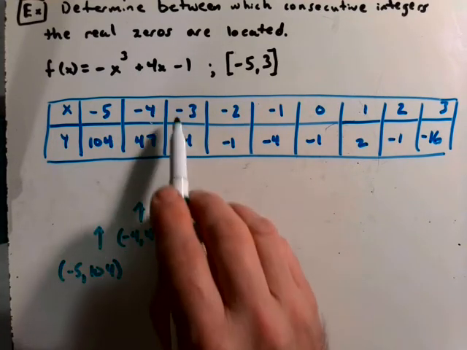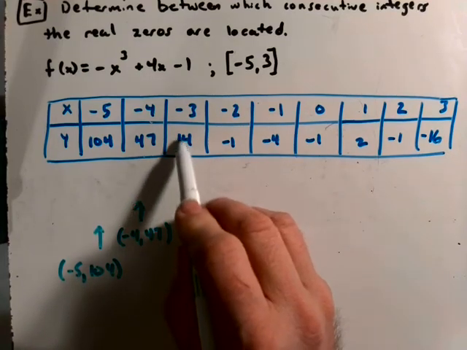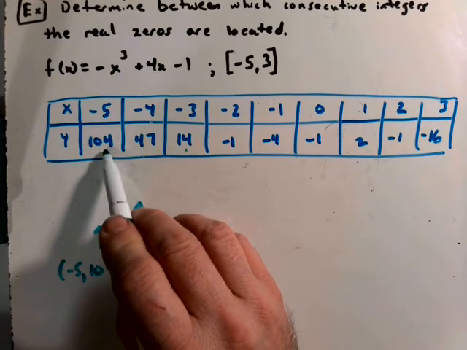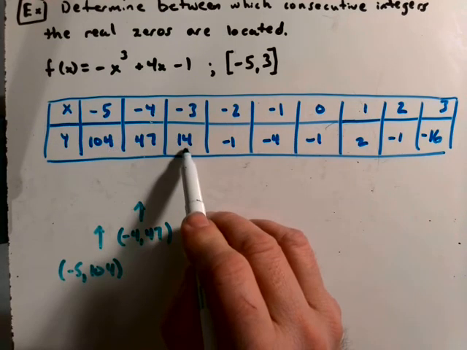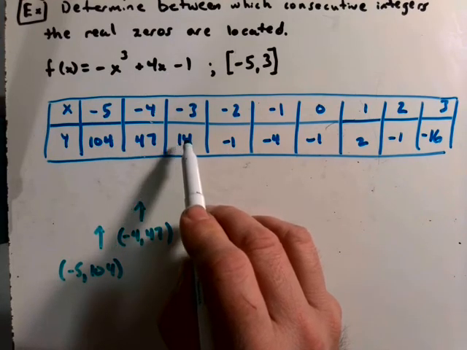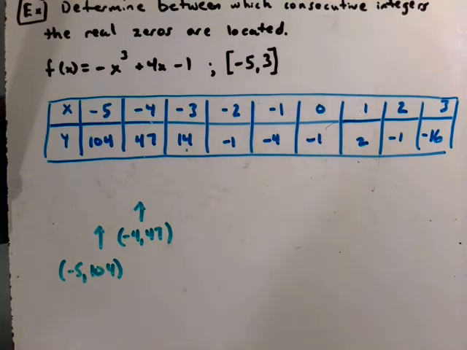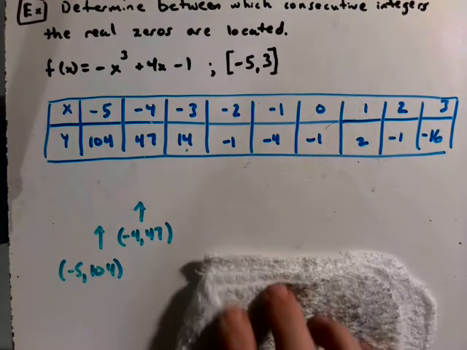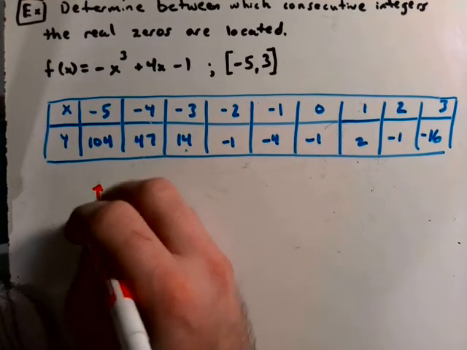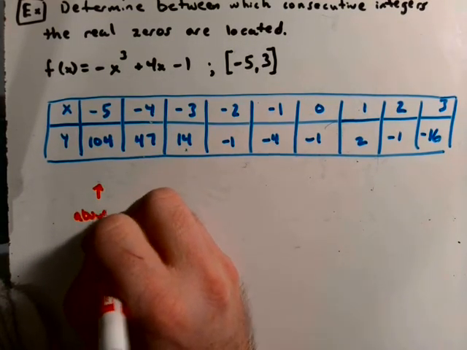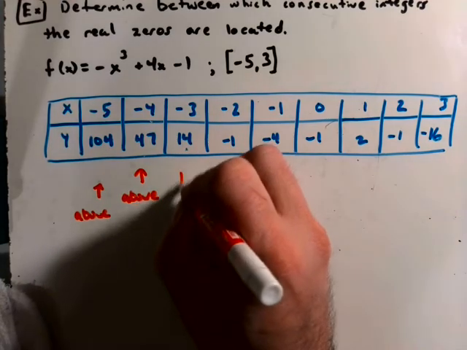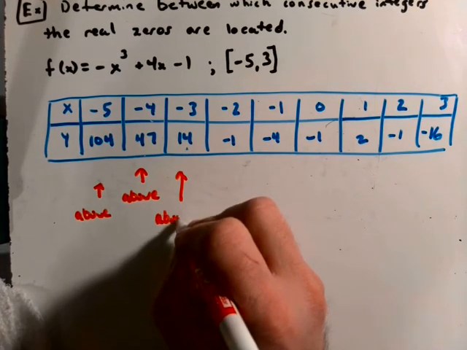The next value here is (-3, 14). Again, the y value is 14. It's positive. So this is above the x-axis, this is above, this one's above. So far, all of these are above, so chances are you're not going to have an x-intercept.